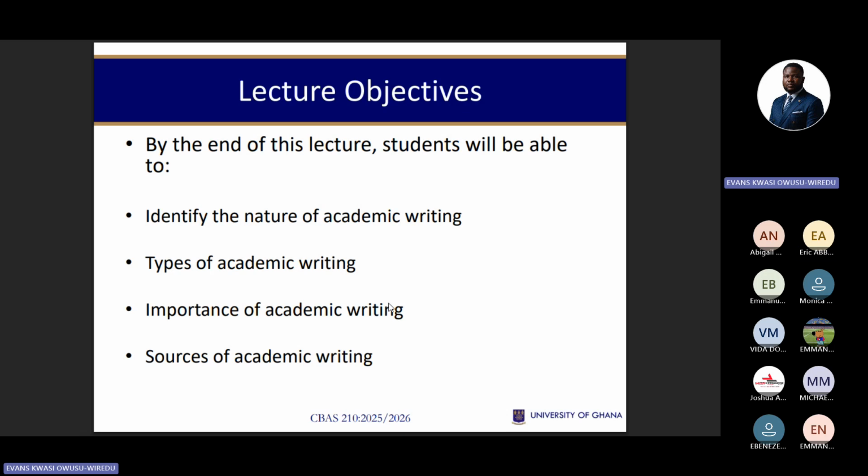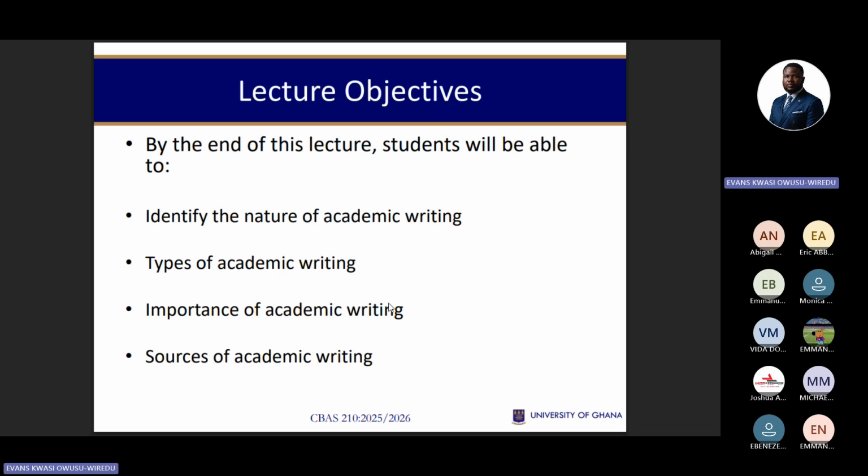Identify the nature of academic writing, the way, style and manner it comes about. How are you able to identify that this one is academic writing? Types of academic writing. Did you know that we have types of academic writing? What are some of the types? We are going to talk about the importance of academic writing, and sources of academic writing.